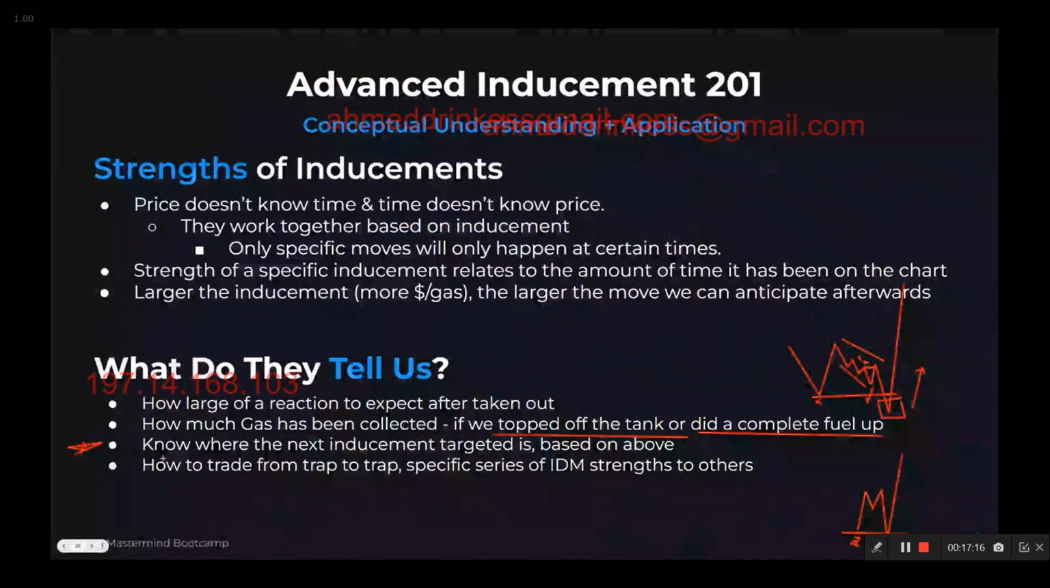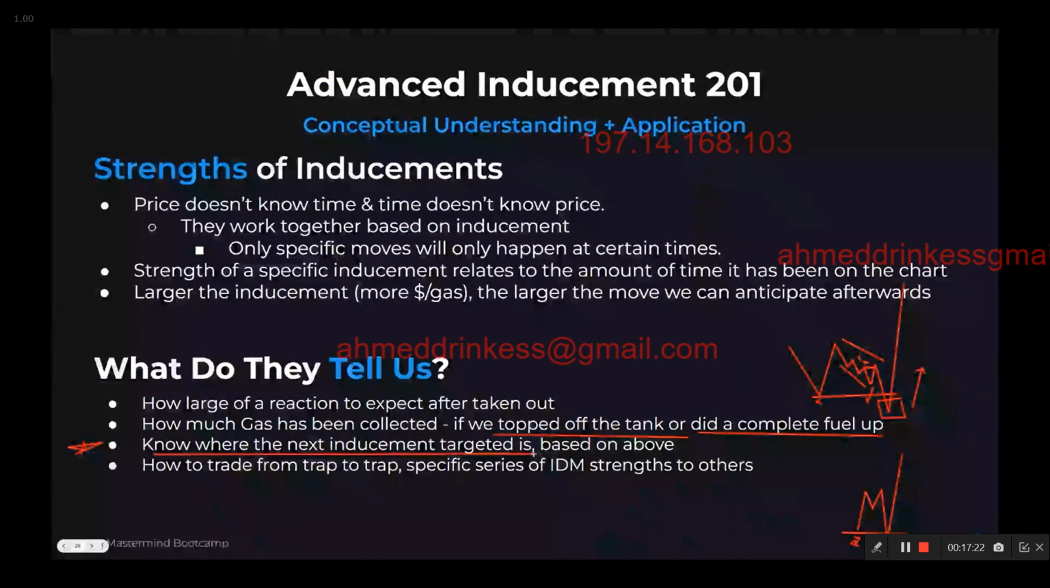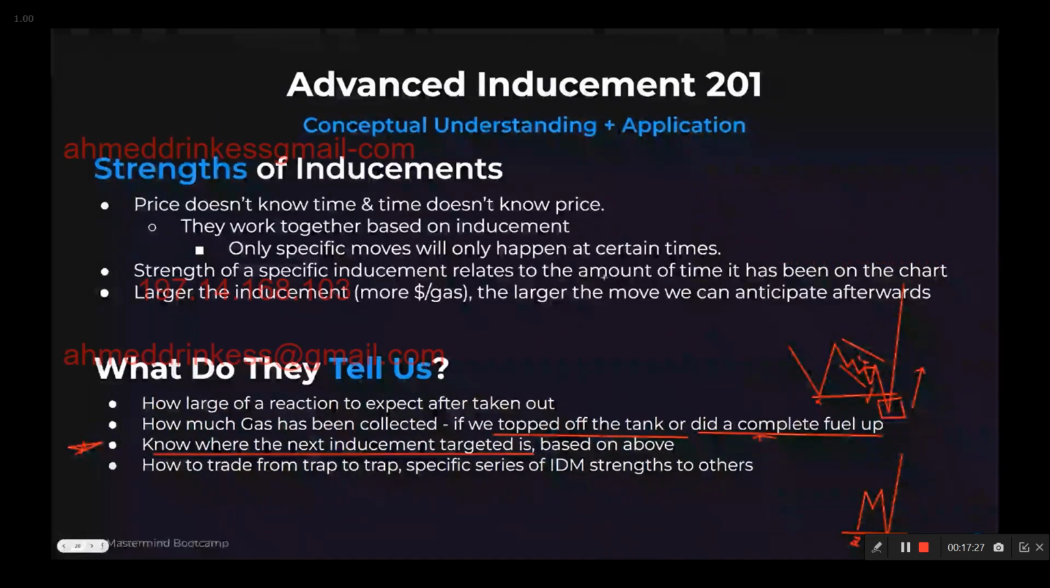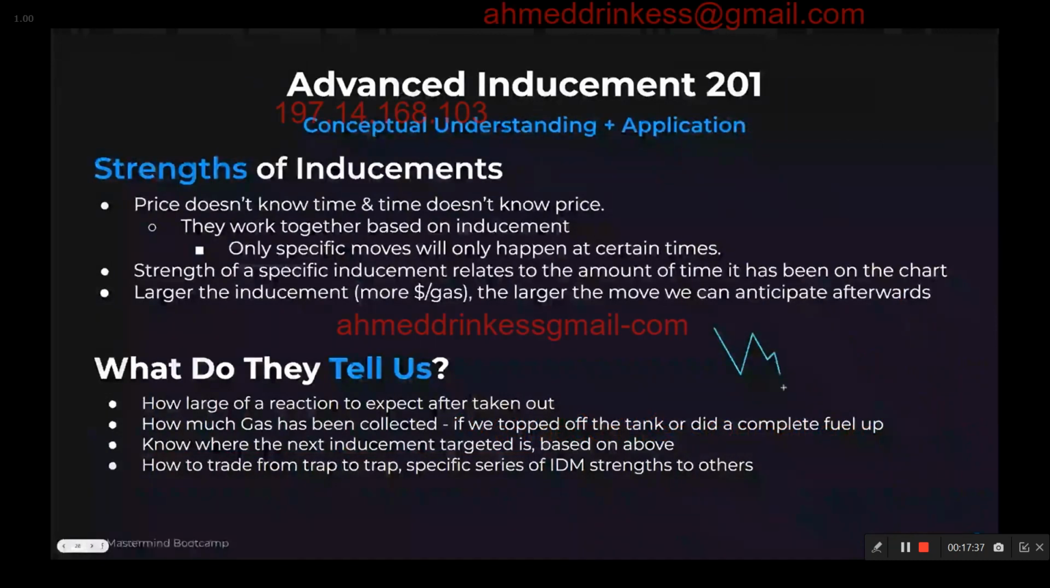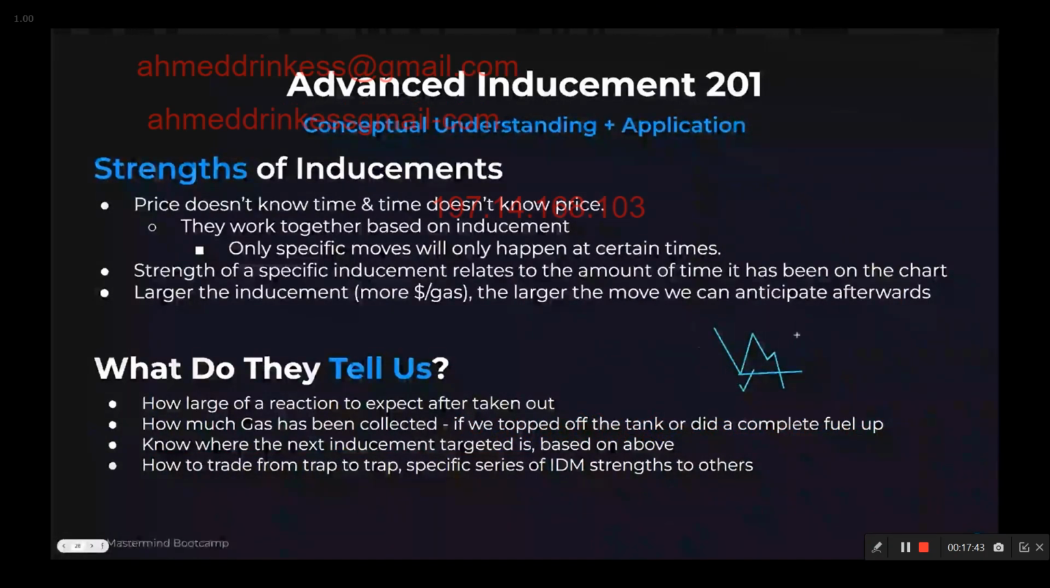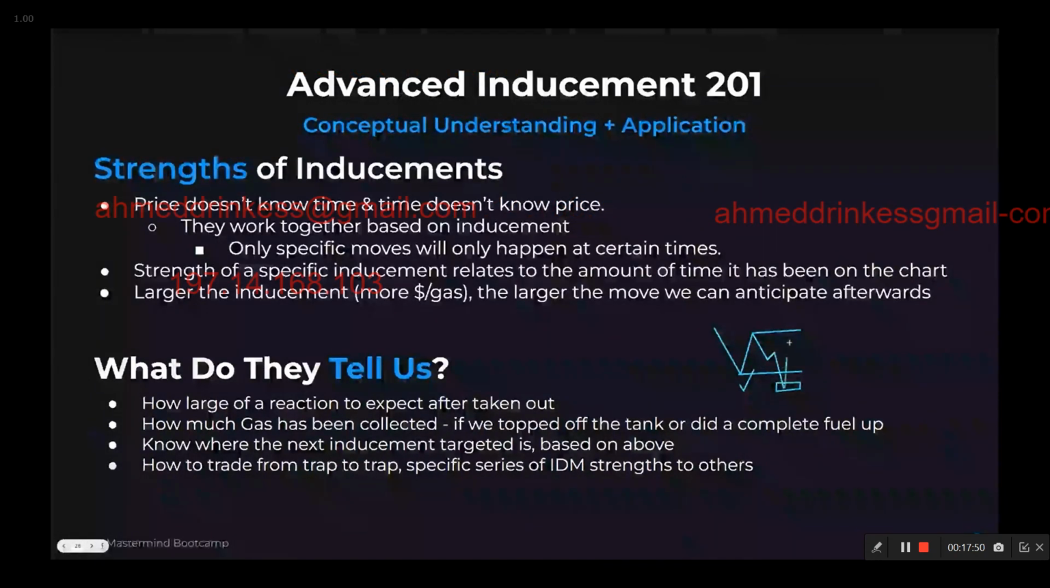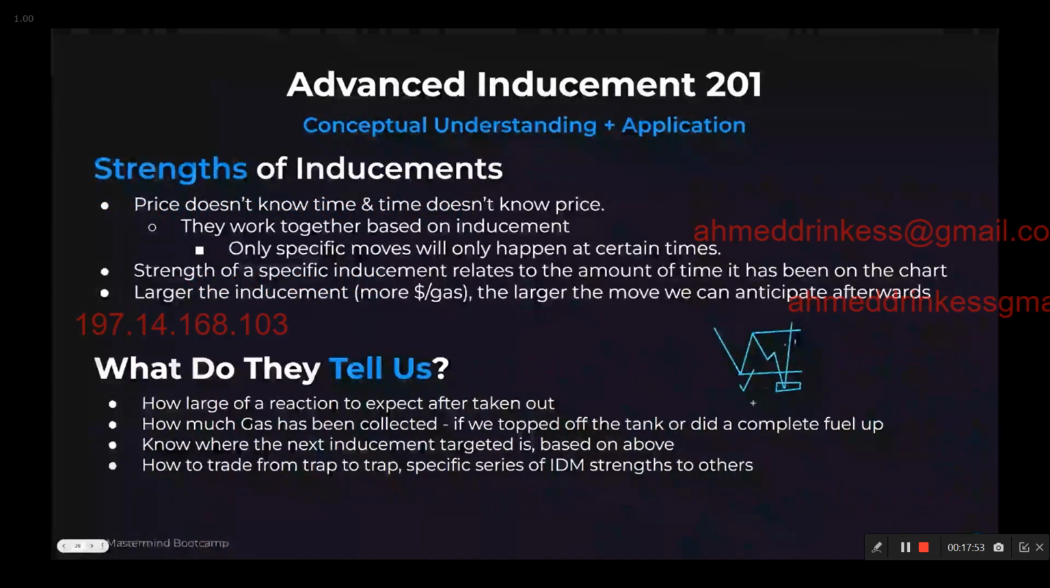Arguably, the next most important thing is we will know where the inducement is targeted based on this. Again, I'm drawing this out, even though we're about to go through a few things, because conceptually it's very important to understand. If you've already collected your destination, you will be able to know where price needs to go after a major fuel up. And that's all you focus on in here.